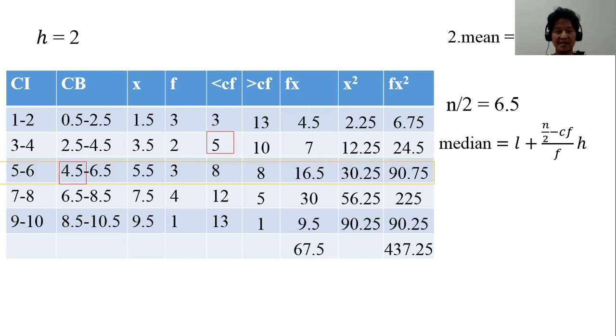And then F now, in this case, is the frequency of the median class. So frequency nitong nandito sa dilaw, so we have 3. And then H, we have already your value. So substituting these values, we have your median to be 5.5.